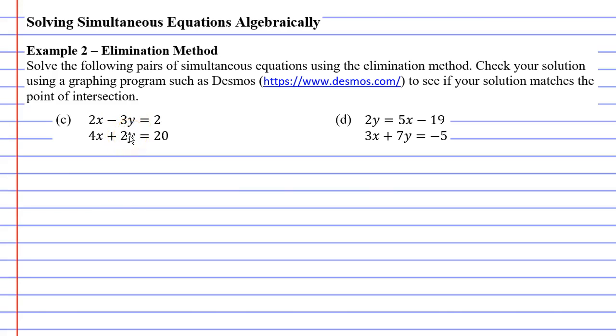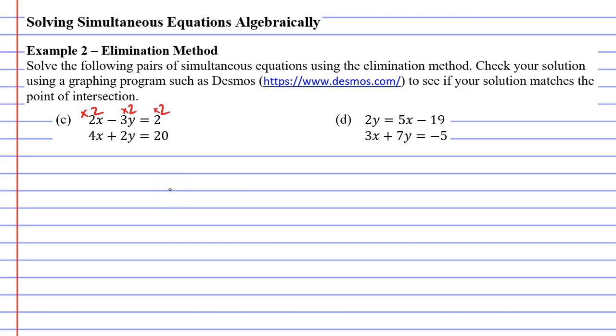So we need to manipulate one of these equations so that either the x's or the y's have the same coefficient. To do this, I'm going to multiply the first equation by 2. You're allowed to multiply an equation by any number. You're even allowed to divide an equation by any number, as long as you multiply every term by the same number. So for equation 1, I've got to multiply all 3 terms by 2.